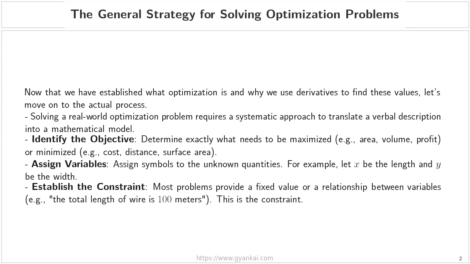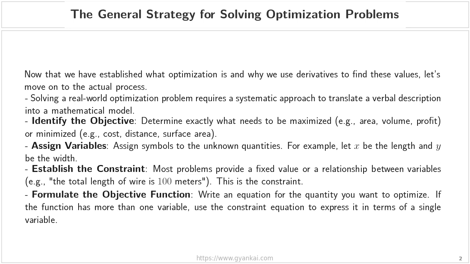Third, we establish the constraint. In most real-world scenarios, you are limited by certain conditions. This is the constraint. For instance, if a problem states that the total length of a wire is 100 meters, that is a fixed value that limits your options. Fourth, we formulate the objective function. This is where you write the equation for the quantity you want to optimize.